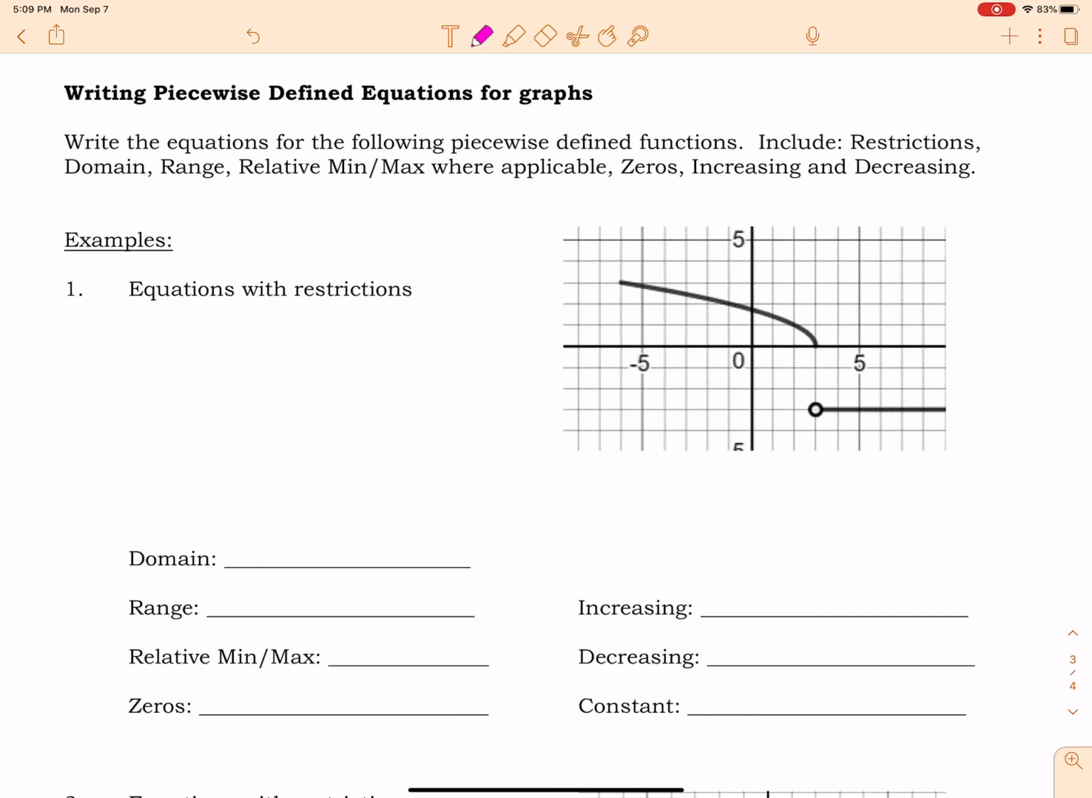If you'll notice, there are two pieces to the graph. If you can define pretty quickly what kind of graphs you're dealing with, then you can just take the parent and switch them around to what matches the graph. It's not really too terrible. So let's look at this.